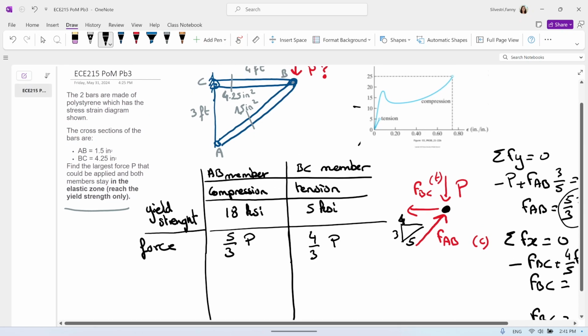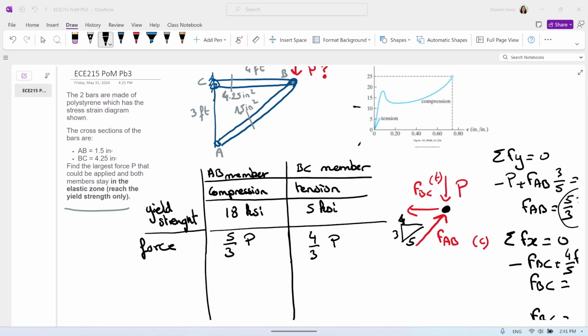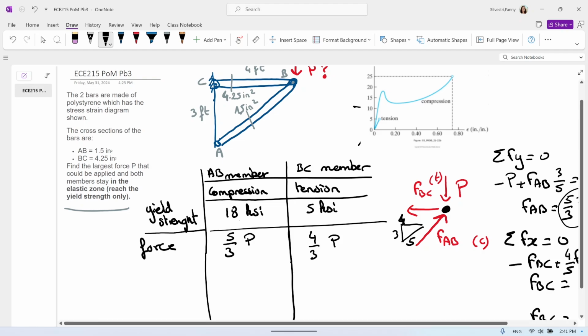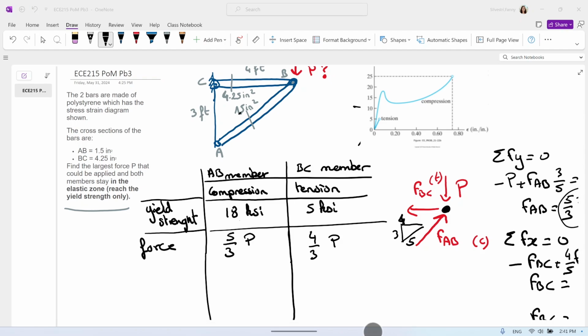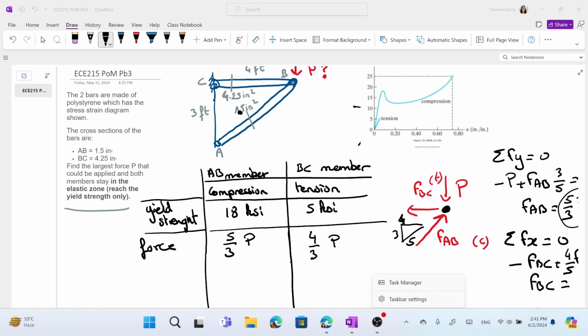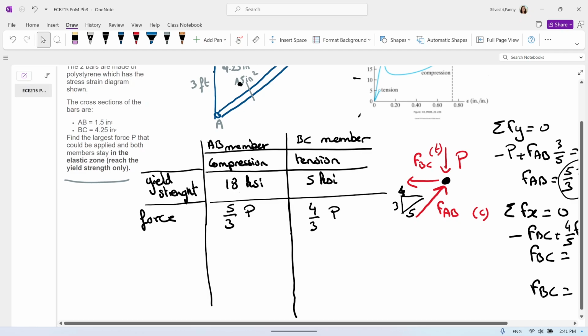So you see the force in the member AB is larger. I talked at the beginning about which one will have the larger force. It's not because of that, it's because of the limits. The yield strength is way different in compression and in tension. That's why we need different areas. Okay, let's keep going and see where we go.